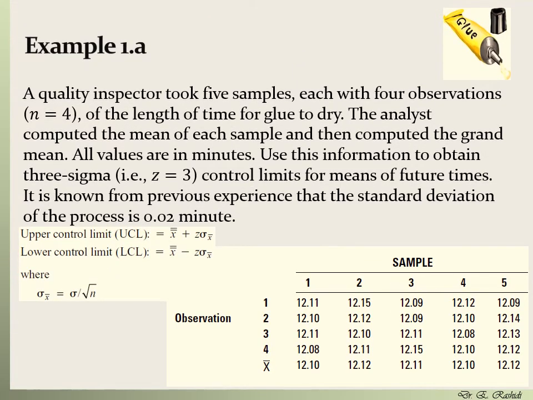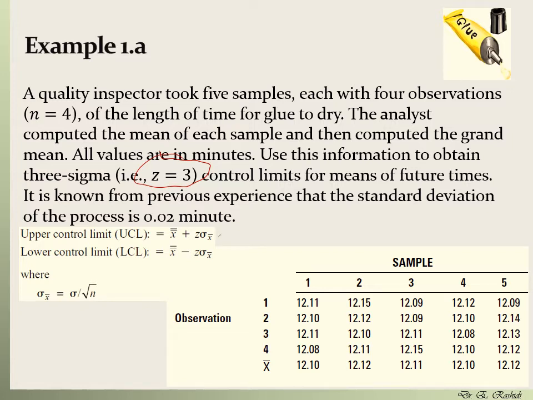To best understand how the X bar control chart and the previous formula work, let's do an example. A quality inspector took 5 samples, each with 4 observations. So 5 samples, that's k, and 4 observations, that's n, of the length of time for glue to dry. The analyst computed the mean of each sample and then computed the grand mean, that's the grand average or X bar. All values are measured in minutes. Use this information to obtain 3 sigma. This gives you the hint that Z in the formula is 3.